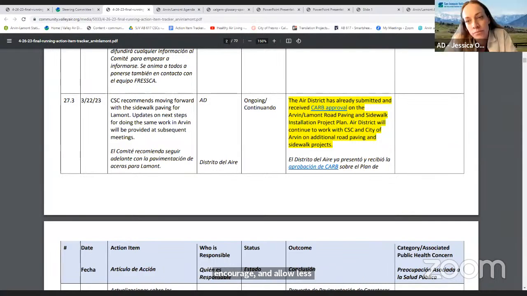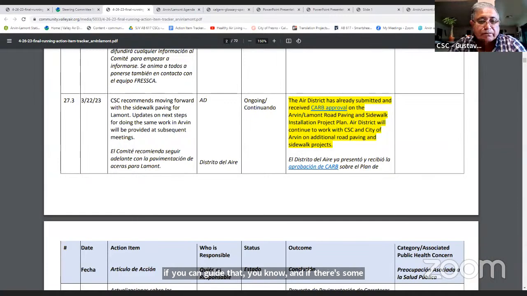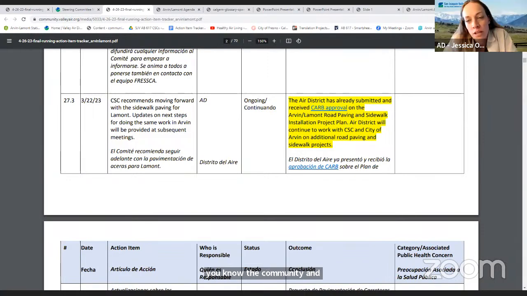So if you can guide us, and if there are some steps that we as community can do to advance that, just let us know, and we will try to organize between the community and the steering committee. Thank you so much. And I'll just ask that Harder write that as an action item for the district to follow up on that particular request. Thank you, Gustavo.